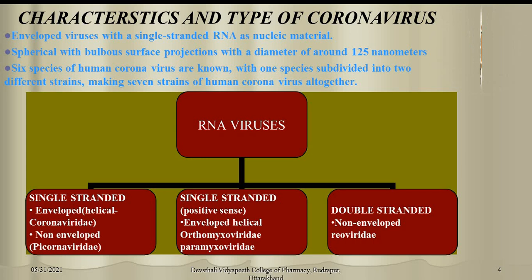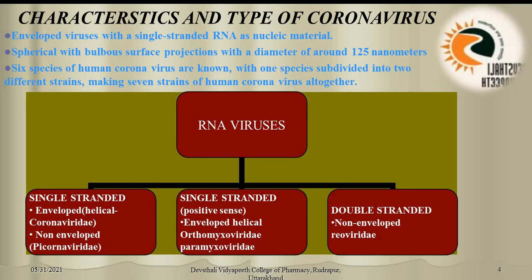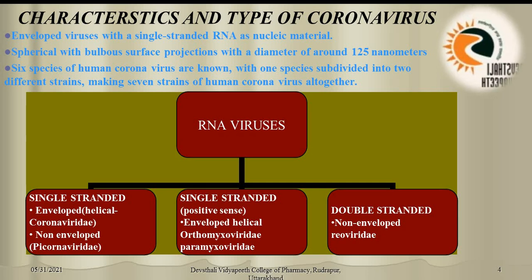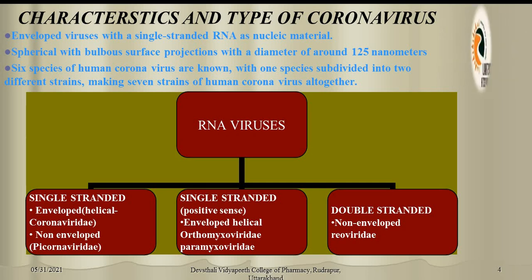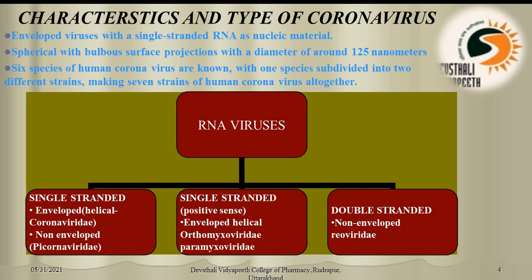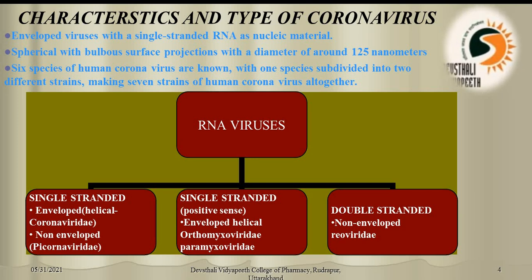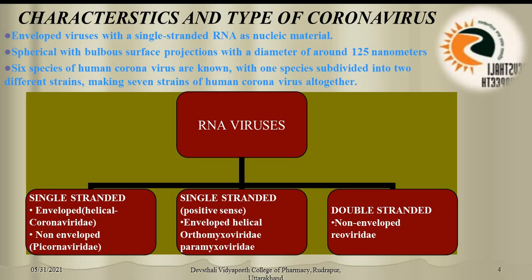the coronaviruses are generally enveloped viruses with single-stranded RNA as nucleic material. The surface of the coronaviruses consists of spherical bulbous projections that have a diameter of around 125 nanometers. There are about 6 species of coronaviruses which occur in humans, and one species has been divided into 2 different strains. Thus overall there are a total of 7 strains of human coronaviruses.